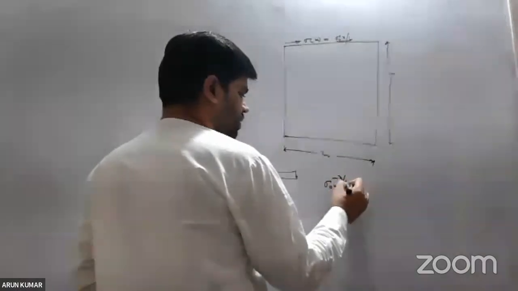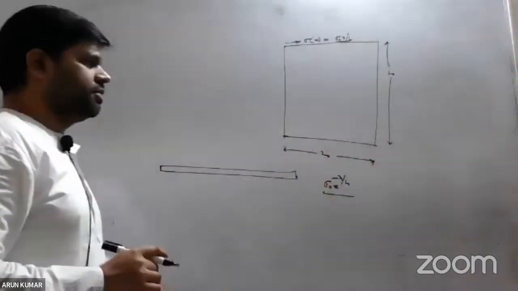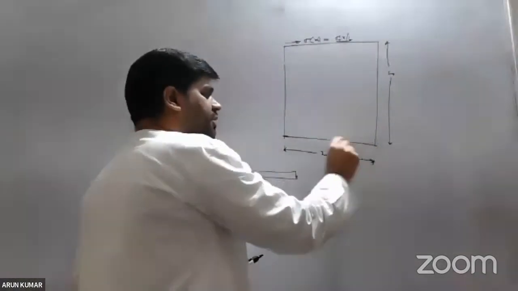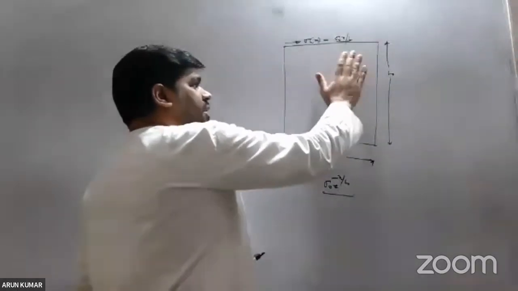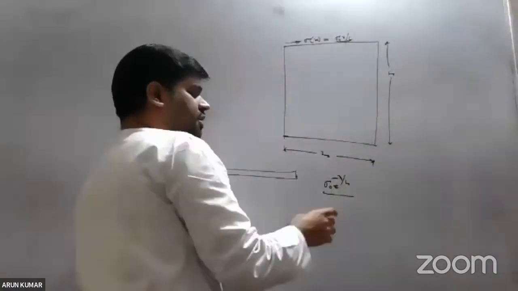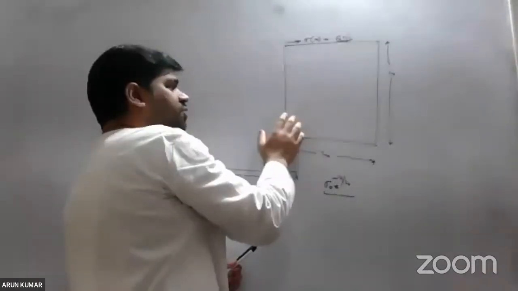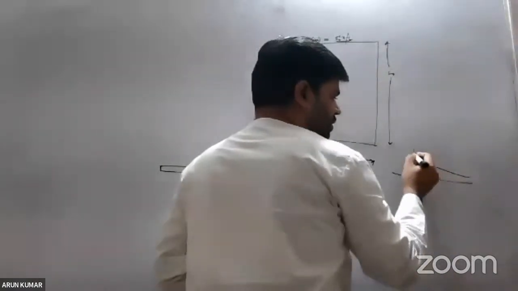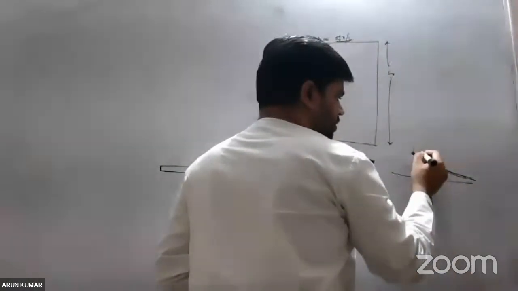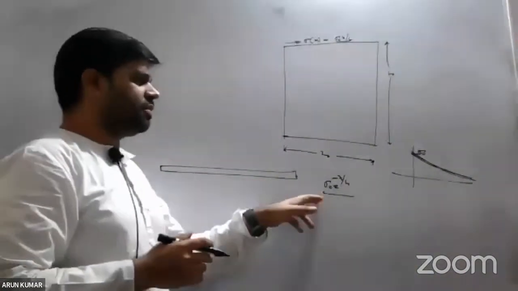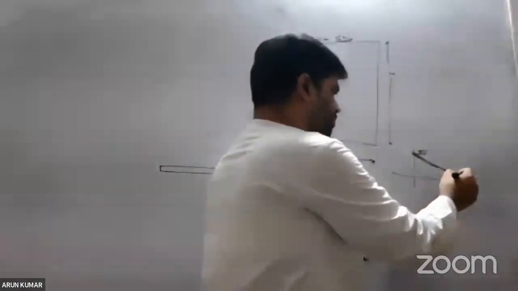That could be anything. Sigma naught into e power minus x by L or some function of x. So the density is varying from here to here. Here it is less dense, and as we go further it is more dense. If my function is sigma naught into x by L, as x is increasing, my density is increasing. If my function is the other one, my density over here is more, density over here is less, because e power minus x by L is a decreasing exponential. When x is equal to 0, it is sigma naught. When x is equal to L, it is sigma naught by e.